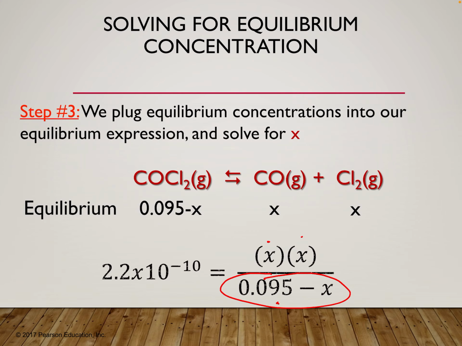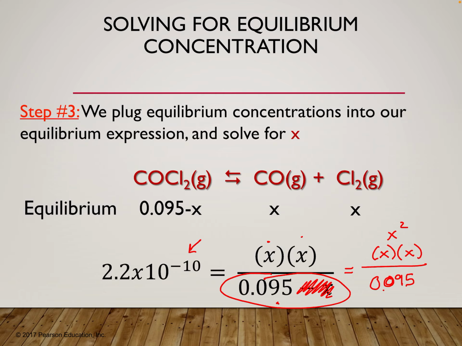So we plugged all of these values in, and if you look at K here, it is very, very small, times 10 to the minus 10. This meets the criteria for using this approximation. So instead of this term being on the bottom being 0.095 minus x, we are just going to use this as x times x, which is x squared, right, over 0.095, like that, okay? So we just get rid of this x term because the difference is negligible.